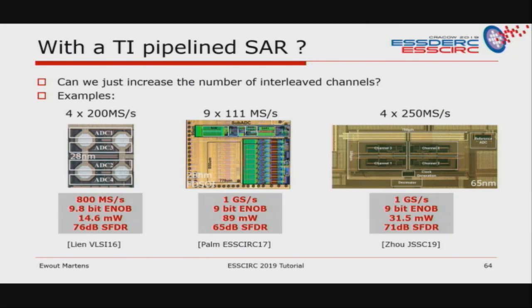Can we achieve these speeds with time-interleaved pipeline SARs? Yes, we can, because we can easily increase the speed. We can just add more channels to it. Here are different examples where you all achieve more or less 1 gigasample per second, with 4 or 8 or 16 channels interleaved. Of course, interleaving seems like a free lunch.